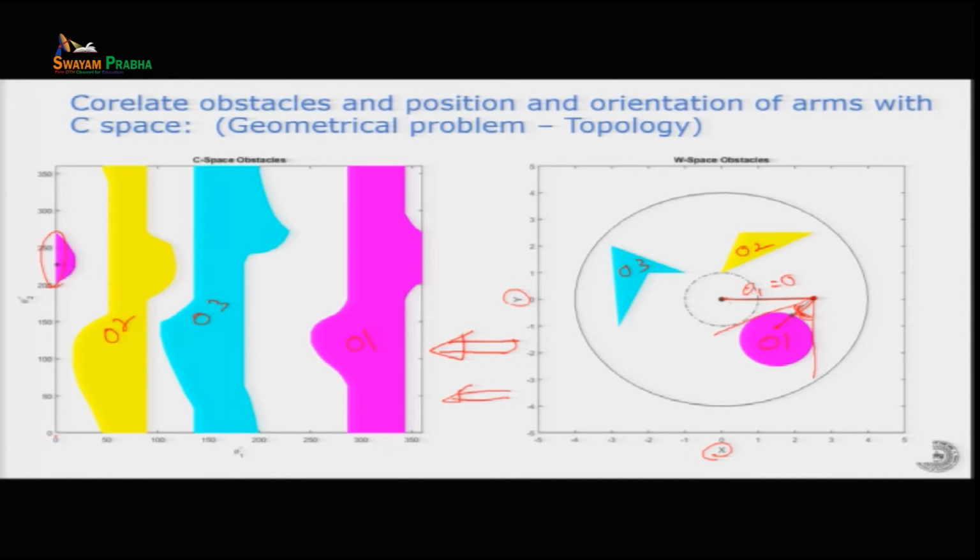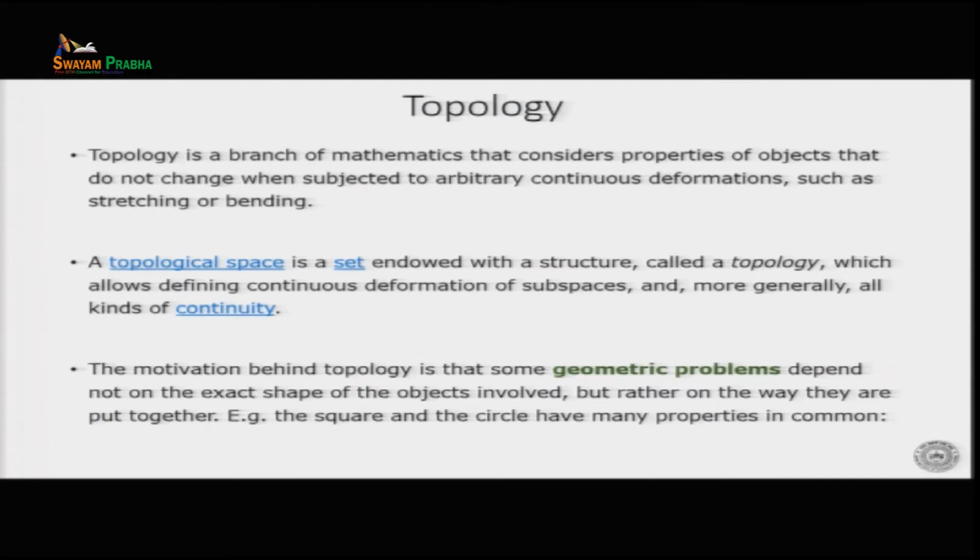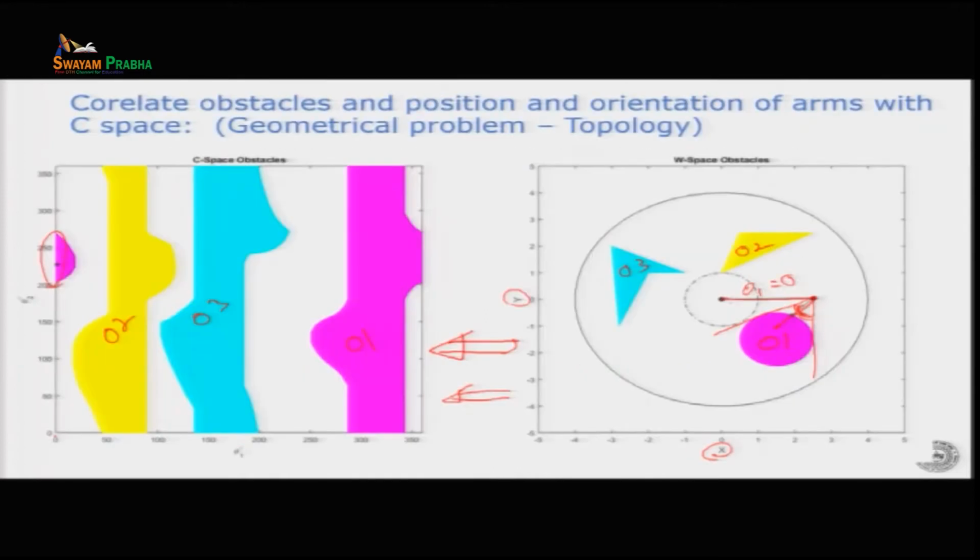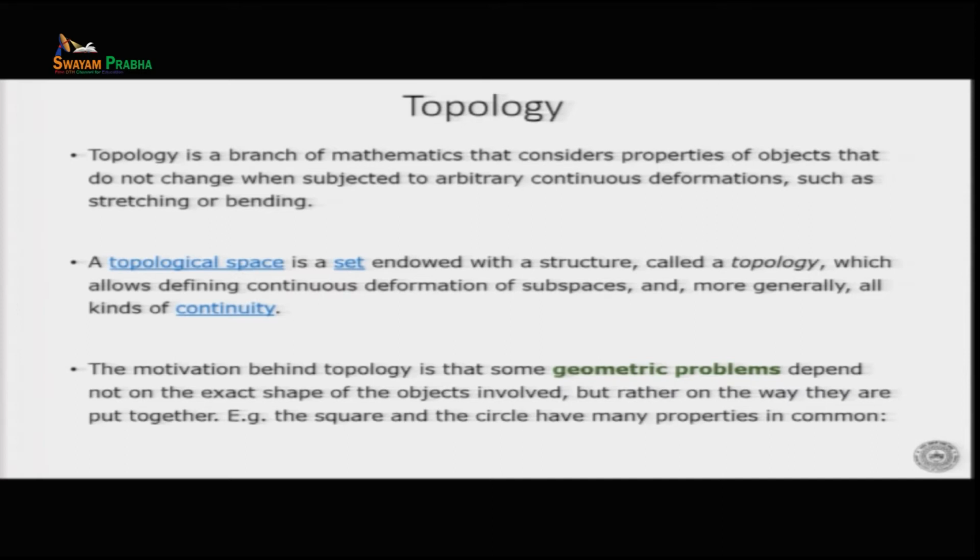Now let's look further, as we are trying to look at the topology of our C space now. What is the structure of this space? That is what we are trying to look at today. We discussed that topology is a branch of mathematics that considers properties of objects that do not change when subjected to arbitrary constraints. What is the need for this topology, or what is so special about it? The motivation behind topology is that some geometrical problems depend not on the exact shape of the objects, but rather on the way they are put together.